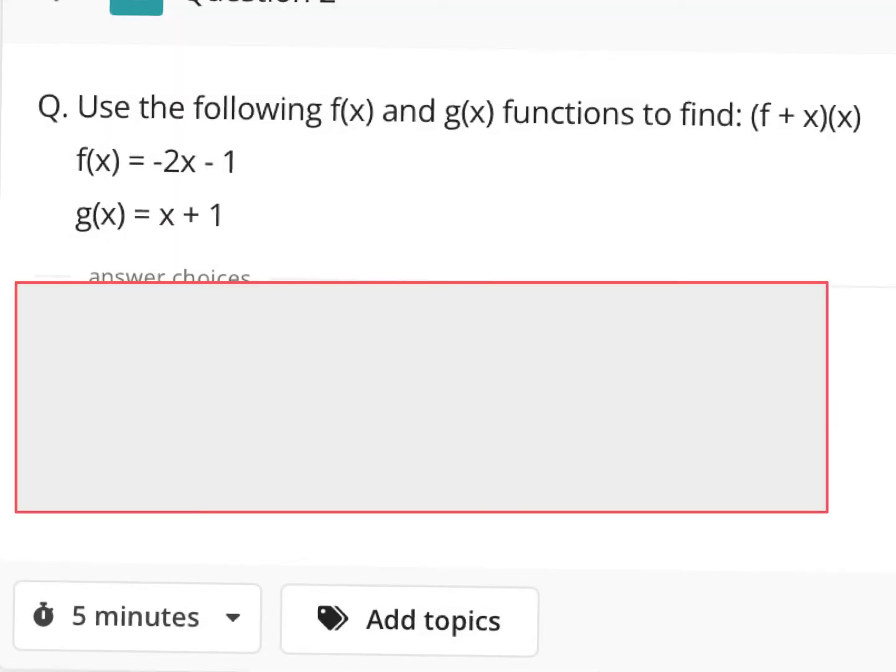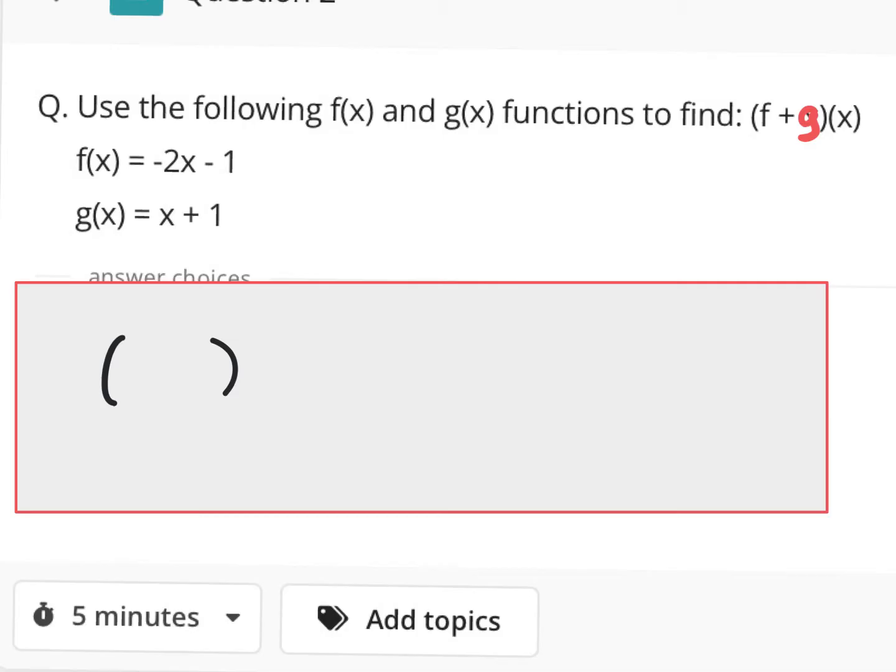On this one, they are asking us to add. Okay, so there's really no need to plug in the f function in parentheses plus the, whoops, that should have been a g. Okay, so on your practice test, don't worry, this will be a g. This is just a mistake on the video here. So we're going to add the f function, which is negative 2x minus 1, plus the g function, which is x plus 1.